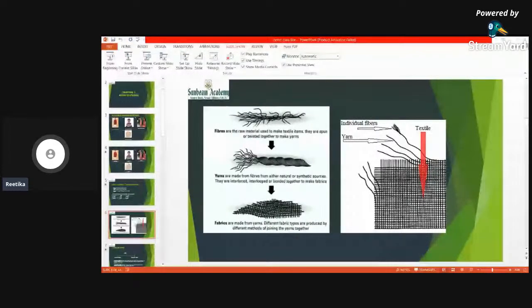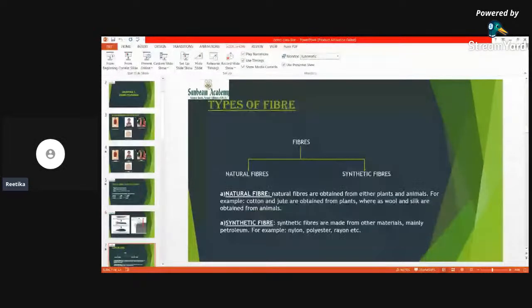See, there are two figures, figure A and figure B. See, in the first, what is there? You can see a thinnest thread. Yes. So that thinnest thread is fiber. When it is twisted, it forms yarn. And when it is weaved together, it forms fabric. Clear? I hope this is clear to you. Now moving ahead to the types of fiber.